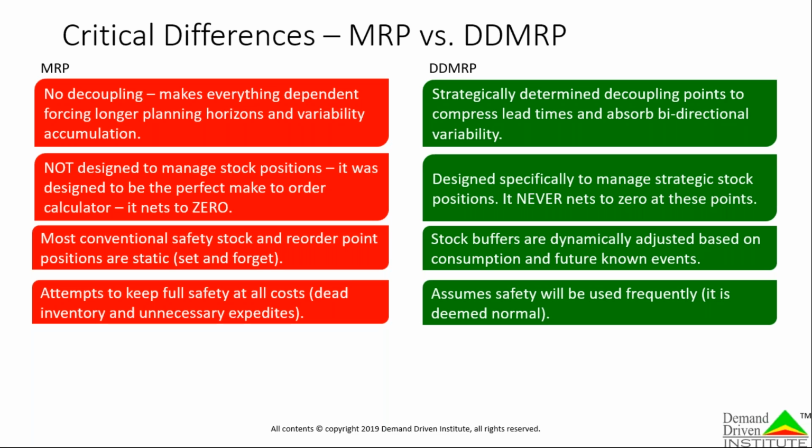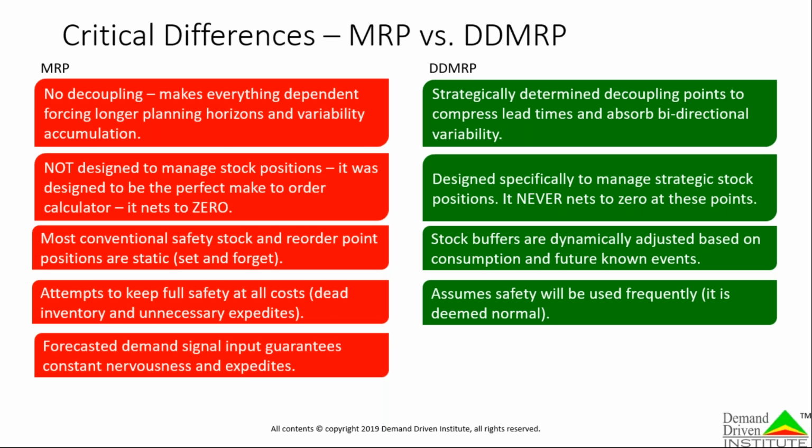Now, what DDMRP says is, wait a minute, why are we always trying to keep full safety? The point of safety is to be used. We can allow penetration into that safety zone. What we're going to watch is how frequently and how deep that penetration occurs. Penetration into safety is deemed normal in DDMRP, and we don't initiate immediate activity, or certainly we don't generate supply order requirements as a result of penetration into the safety. It's there for a reason.